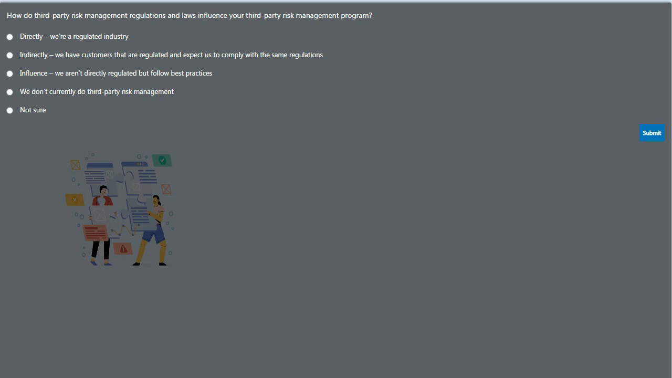This poll question is, how do third-party risk management regulations and laws influence your third-party risk management program? Directly, we are a regulated industry. Indirectly, we have customers that are regulated and expect us to comply with the same regulations. In influence, we aren't directly regulated but follow best practices. We don't currently do third-party risk management.